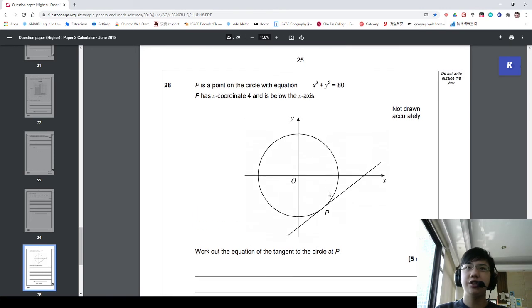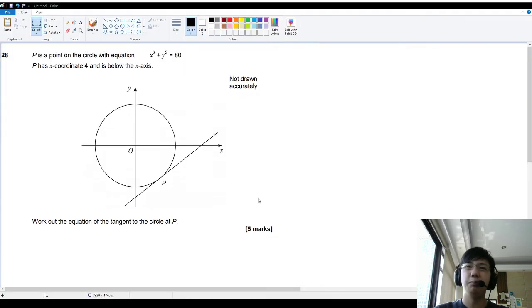Moving on to our final question. P is a point on the circle with equation x squared plus y squared equals 80. P has an x coordinate of 4 and is below the y-axis. Work out the equation of the tangent to the circle at P. So this is a 5-mark question, probably the biggest question in this entire paper, and is worth the most marks. So this question requires multiple steps.